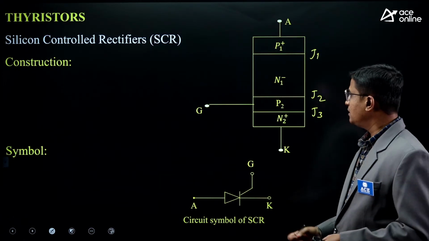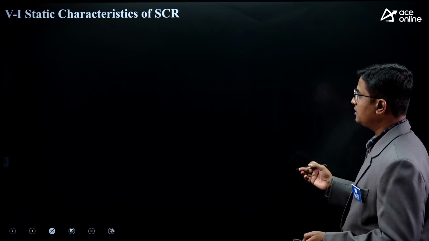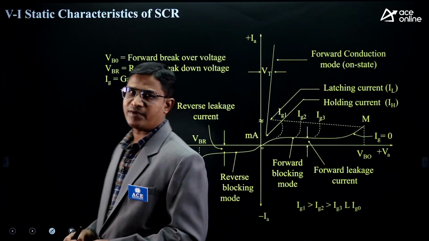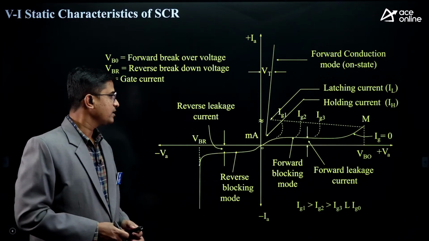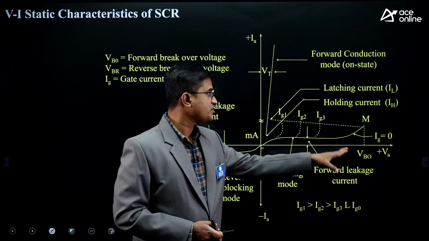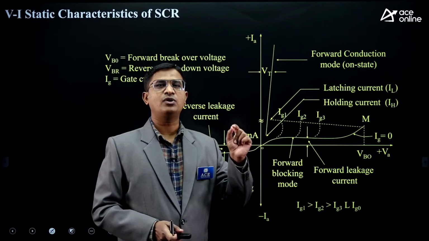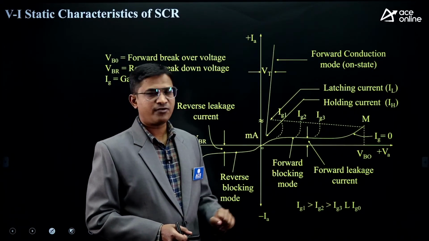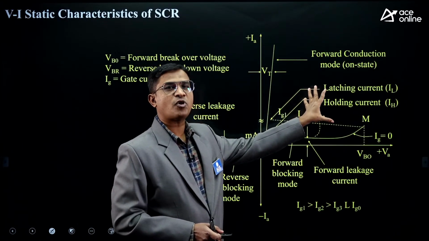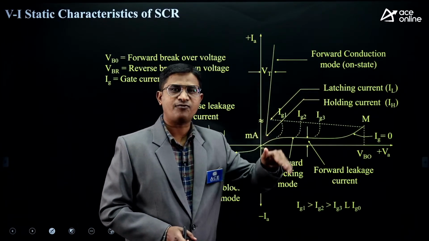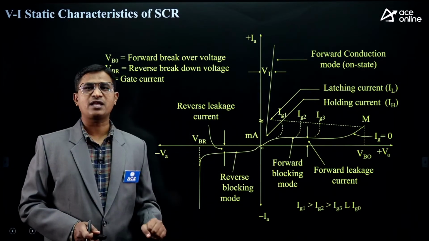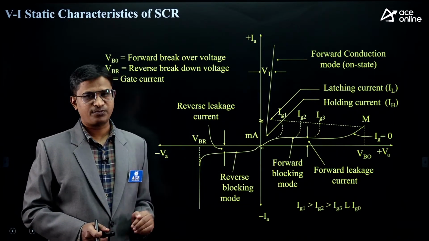Here is the VI characteristic of SCR. Voltage positive, current positive. VA means the voltage across the SCR, IA means the current flowing through the SCR. If the voltage across the SCR is positive, then the SCR is in forward bias mode. If the voltage across the SCR is negative, then the SCR is in reverse bias mode.